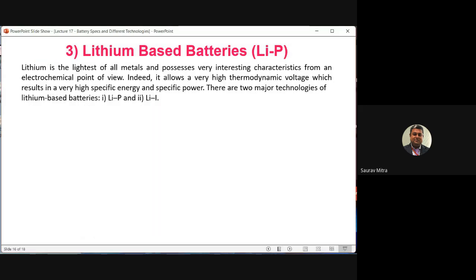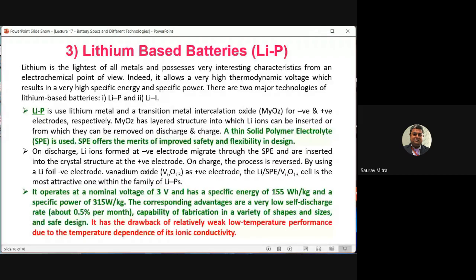Okay, so this is slide 16, 17, 18, lithium based batteries. Lithium polymer is used, but it is written here that a thin solid polymer electrolyte is used. SPE offers the merits of improved safety and flexibility in design. So regarding the electrolyte, you are finding that there are two types of lithium battery. One is lithium polymer, one is lithium ion.